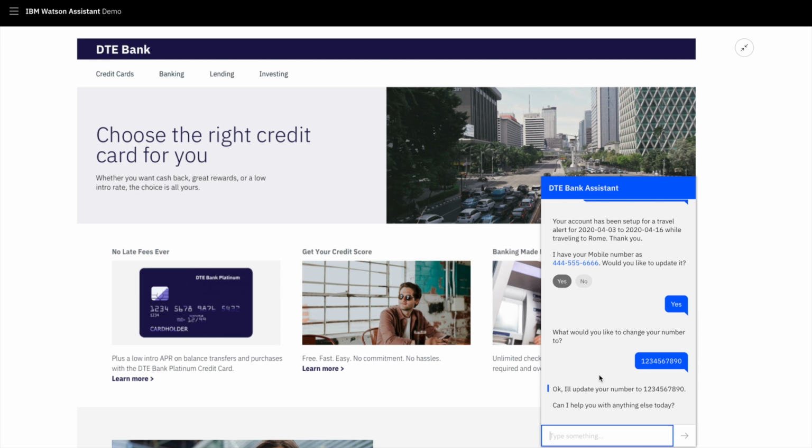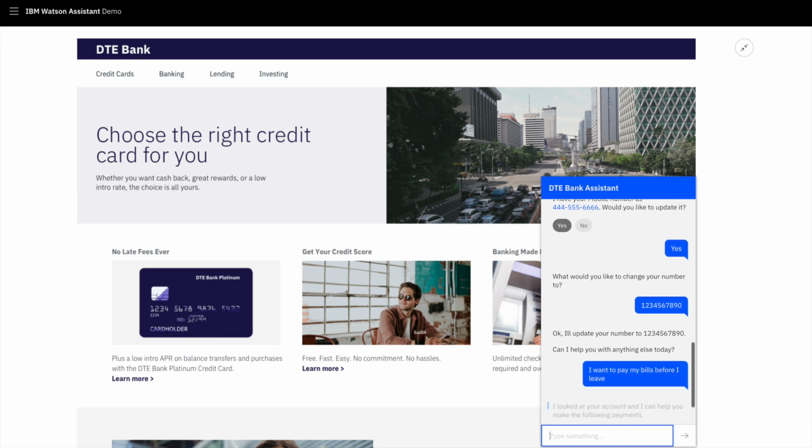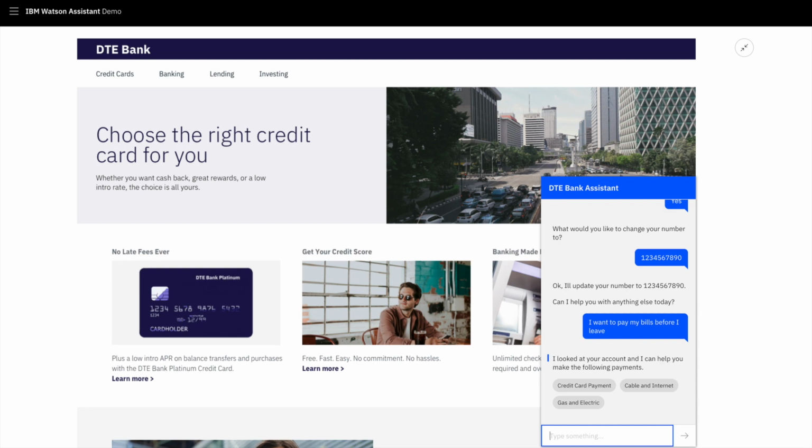Now the next thing I'd like to do before I leave for my trip is pay some of my bills. So I'll ask Watson, I want to pay my bills before I leave.